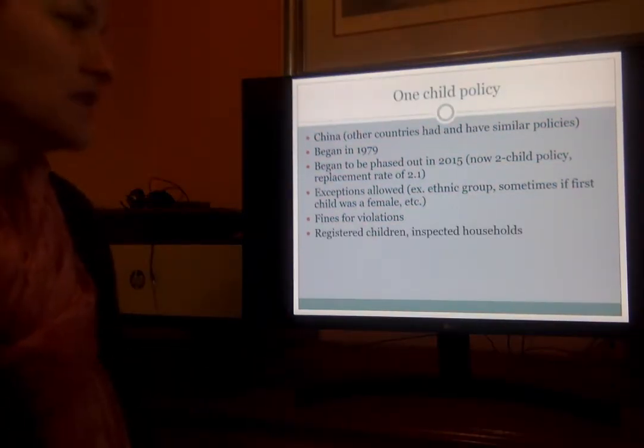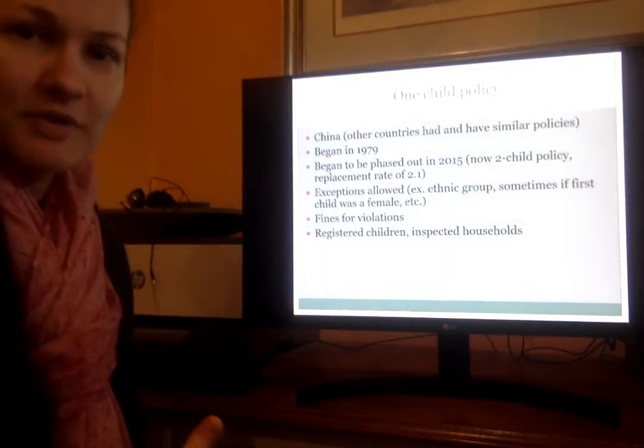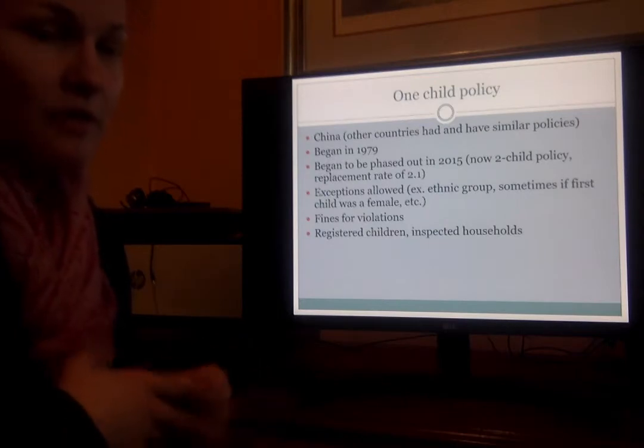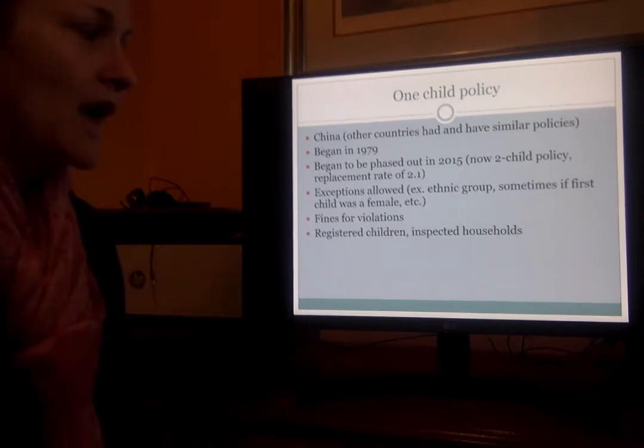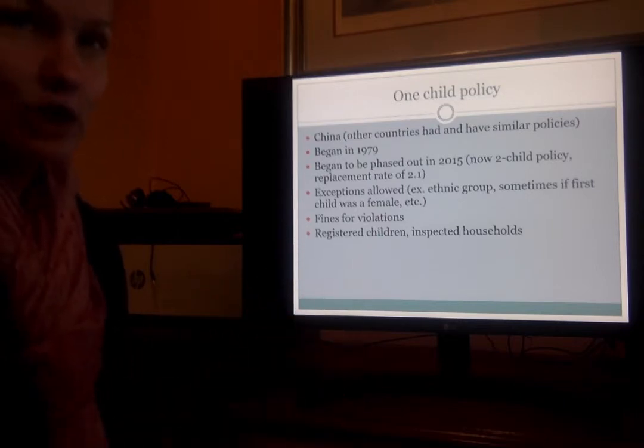There are registered children, and the households are inspected. So there are some children who are born, but they were not a registered child. They were maybe more than one or more than two. And so they're considered to kind of not exist in the society. And it's a very lonely existence for them.